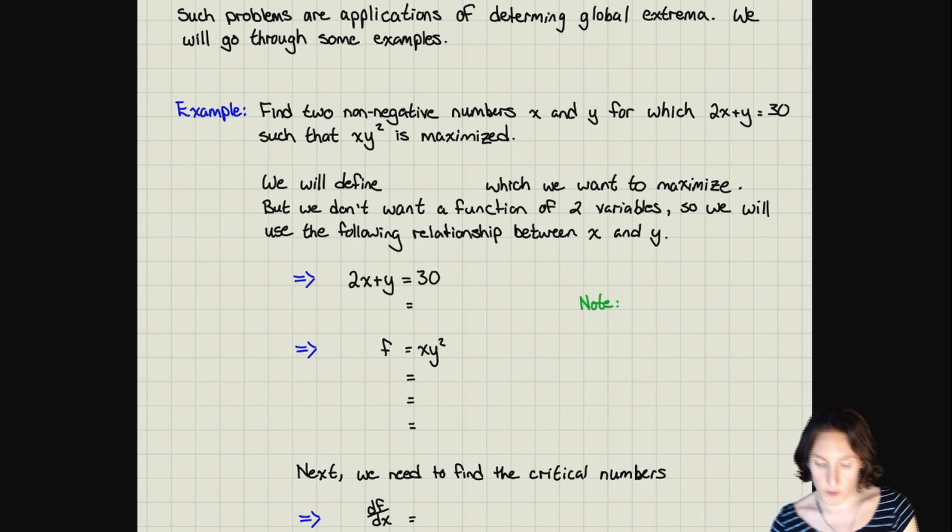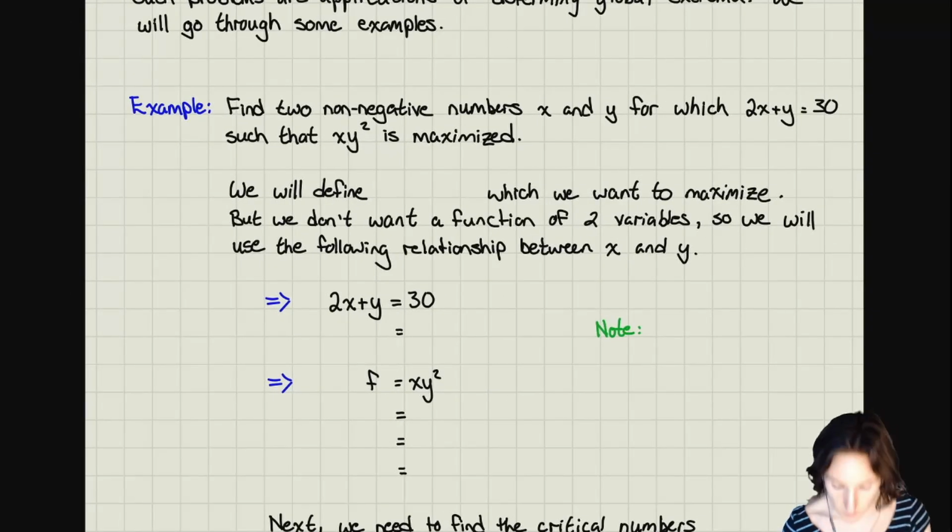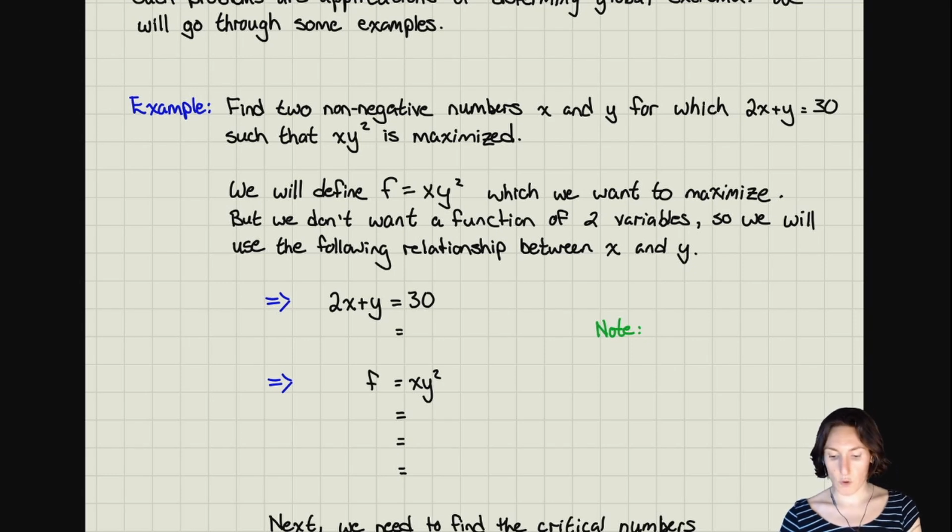So here what we'll do is we're going to define the x y squared to be some value, and I'm just going to call it f for now, which is the thing that we want to maximize. But we have a bit of a problem. We have a function of two variables, x and y. We don't know how to differentiate multivariable functions. We only know how to differentiate one function.